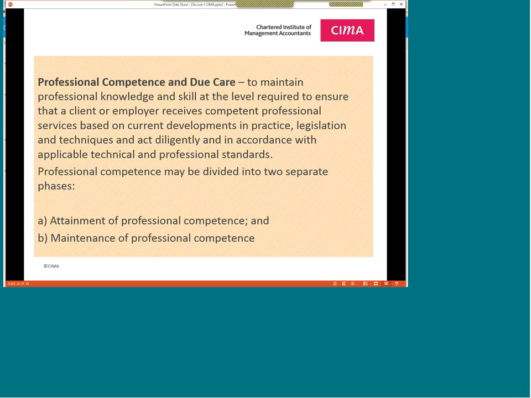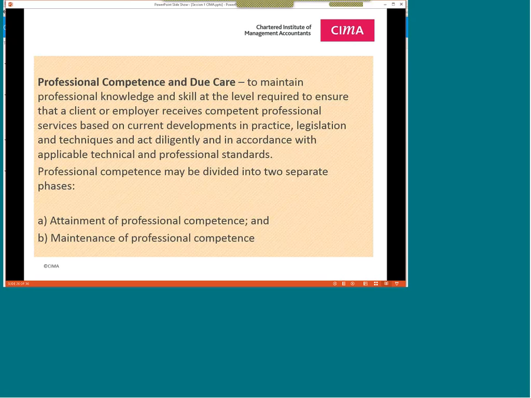So another principle is to maintain professional competence and due care. It means that you should be maintaining your professional knowledge and skills at the level that is required of a competent professional. And how you can do it, you need to have up-to-date knowledge in terms of legislation and techniques that are used in management accounting. You need to act diligently and in accordance with technical and professional standards.